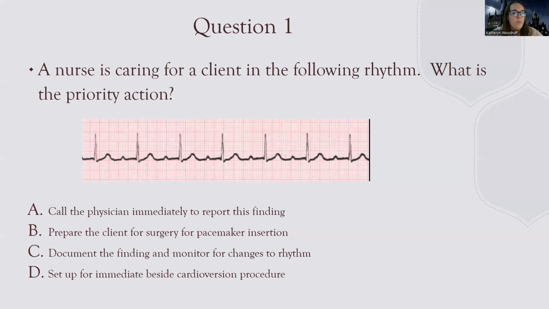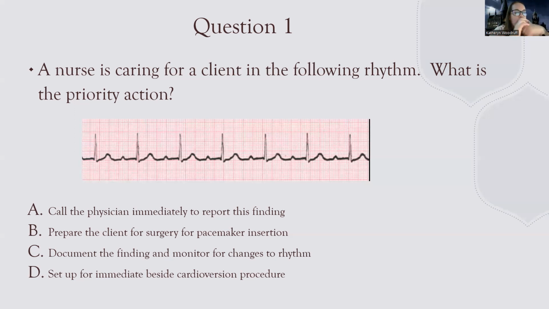The other choice is document the finding and monitor for changes to the rhythm. So this is the opposite of A. A lot of times when there's two answers that are opposite, like call the doctor right now, or hey, it's cool, just watch it, that's kind of your cue that maybe one of those is correct. Not always, but sometimes when there's two extremes like that, one of them is going to be correct. So you could look at this and say, maybe it is either really serious or I'm going to just keep watching it.